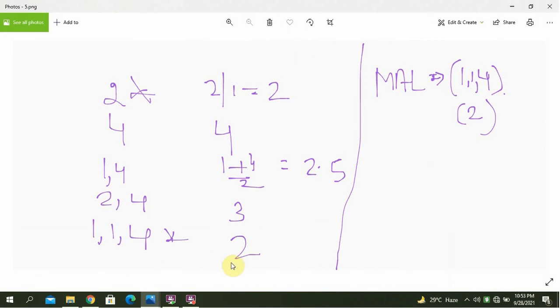And MAL, minimal average latency, is the minimum, that is 2, and here 2, that is 2 and 1 1 4.